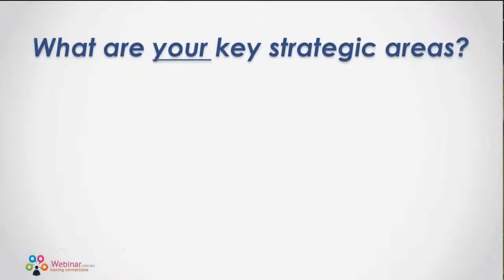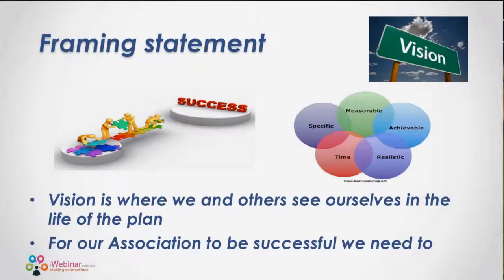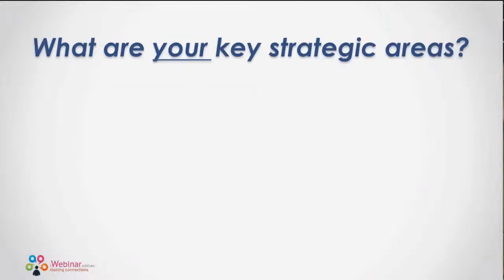The vision is where we see ourselves and, more importantly, where others see us in the life of the plan. So we start off with a sentence like, for our association to be successful, we need to... So we need to have a clear vision of where we're going and where others see us going.